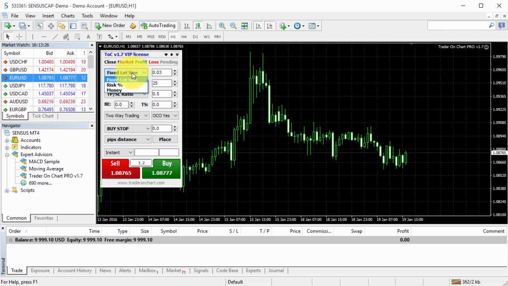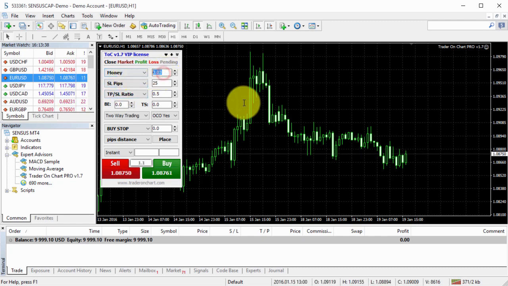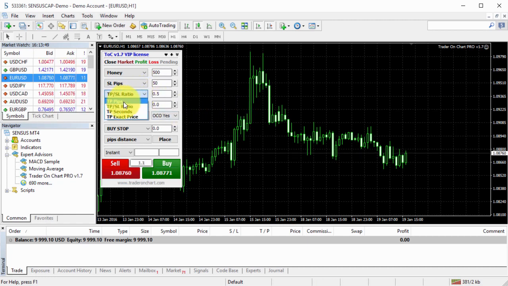If we open this section, we can choose to risk in percentage of the account, or we can risk in money. So let's say I want to risk $500. And then my stop loss will be 50 pips. And then I want to use, let's say, a take profit and stop loss ratio of 2. I will have my take profit 2 times bigger than the stop loss.